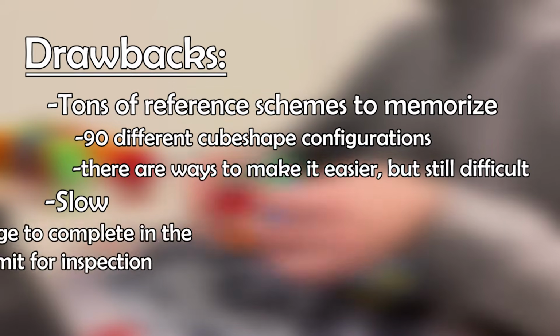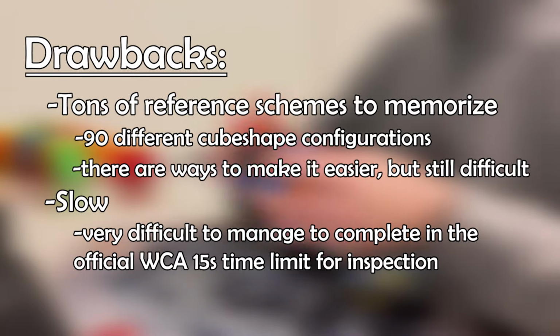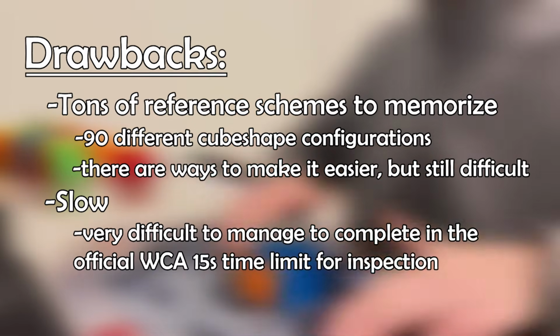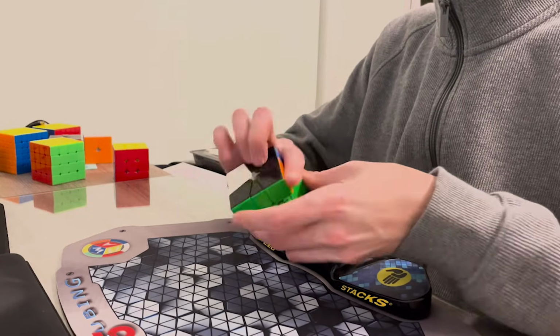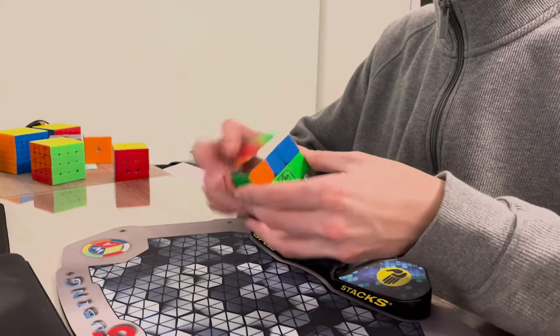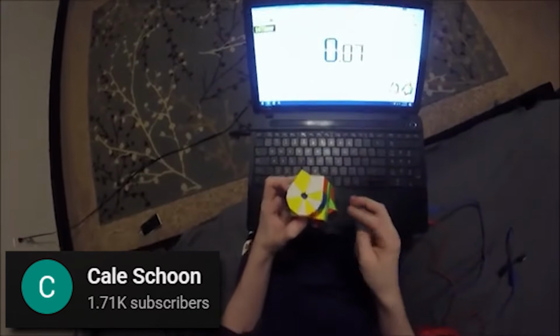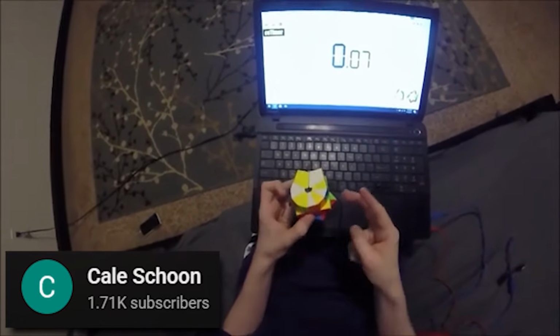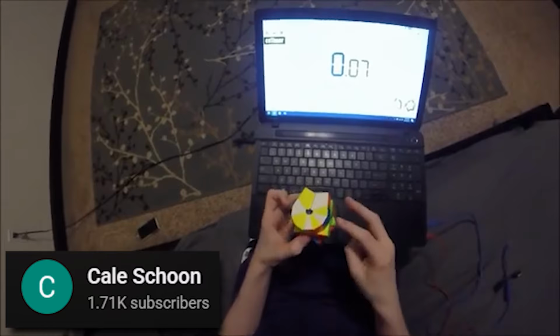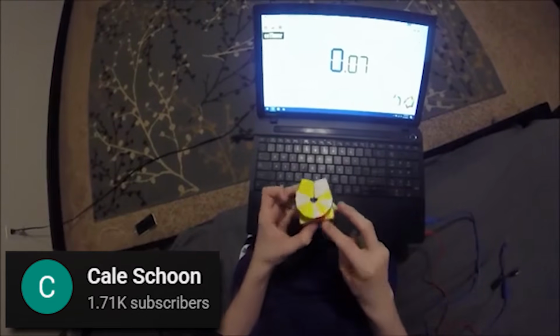Not to mention, doing all of this within the 15-second time limit for inspection is, although doable, quite unrealistic for most solvers. If there were only some way to track the parity of the scramble without using a reference scheme, all of these problems would be solved. This is exactly what Cale Schoen set out to discover, and the method that he came up with was frankly revolutionary. So, what exactly did he do?